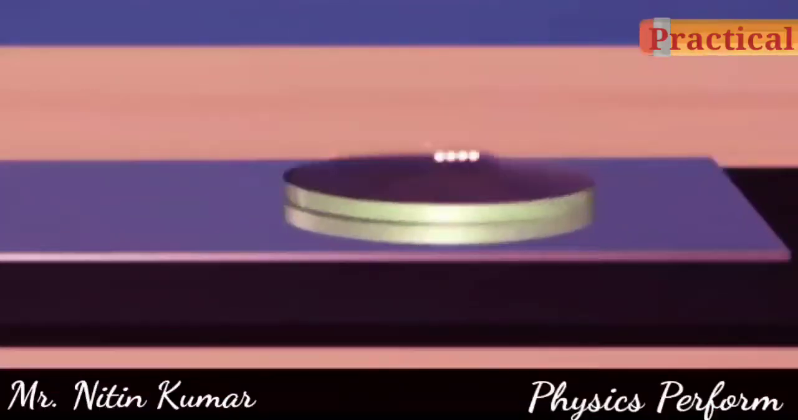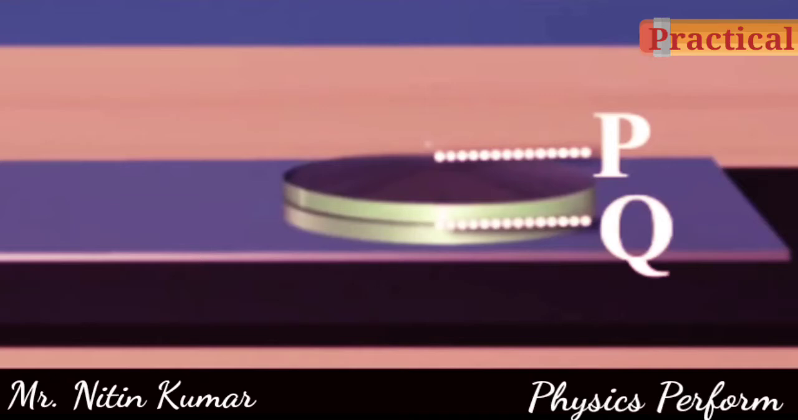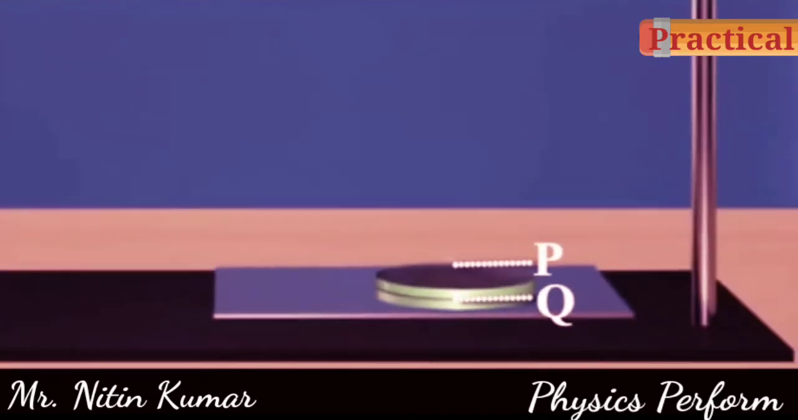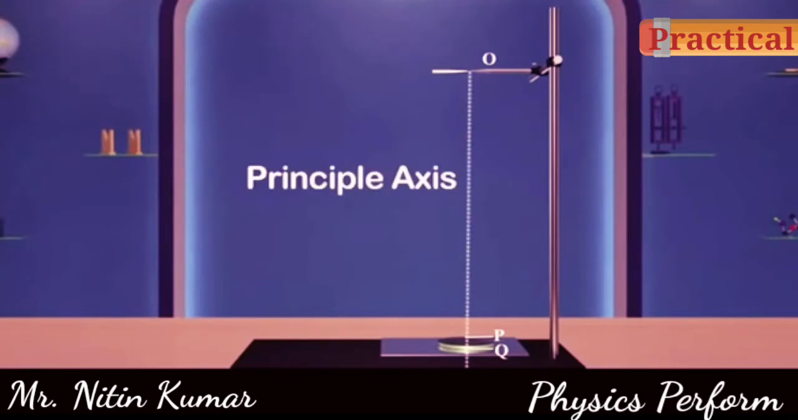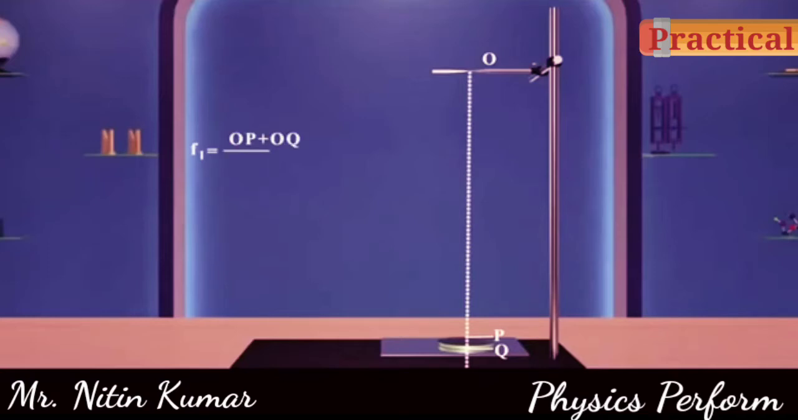Here, P is the upper surface of the lens, Q is the point on the plane mirror, and P and Q are the points on the principal axis. Now, measure OP and OQ. The mean of OP and OQ gives the focal length of the lens.